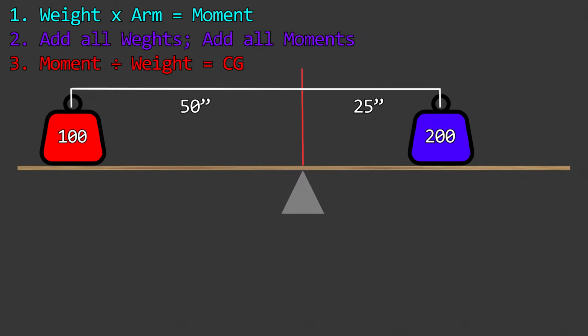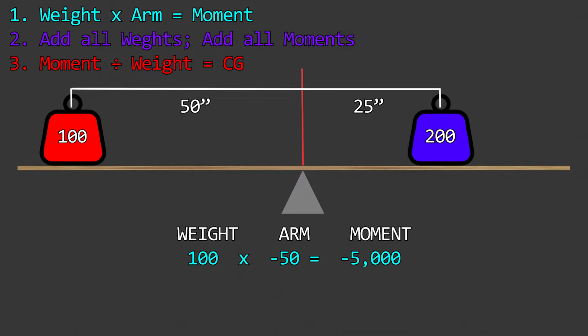Now for our 3 easy steps. So we have 100 times negative 50 equals negative 5,000. Negative 50 because arms to the left of the datum are negative and positive when they're on the right side. For the second weight, we have 200 times 25 equals 5,000. So now for step 2, if we add all the weights, that's 300 pounds. If we add all the moments, we get 0. There's no extra moment anywhere, so we're balanced.